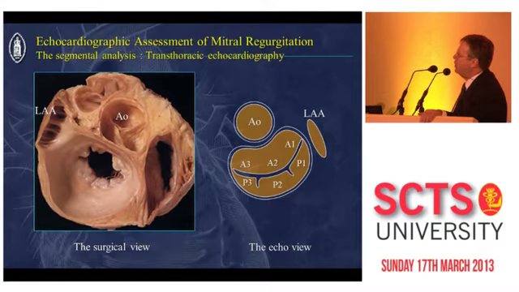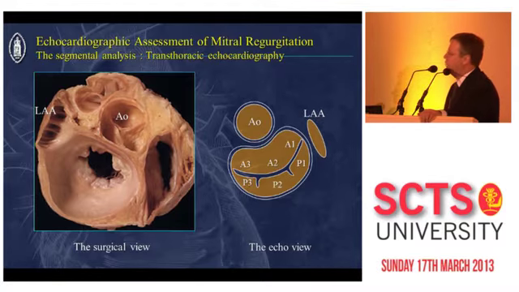But when we look at the mitral valve from the transthoracic point of view, we don't look from the left atrium, we look from the left ventricle. So the left atrial appendage is on our right rather than on our left, and therefore A1P1 is on the right and A3P3 is on the left. So it's something that should be well understood by surgeons when they're looking at transthoracic echo so that you don't confuse a P3 prolapse with a P1 prolapse.